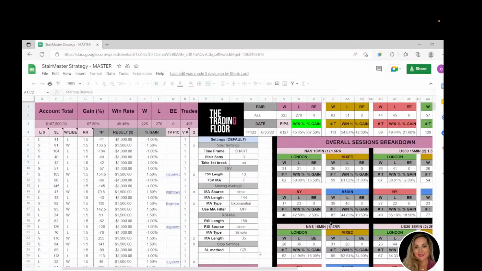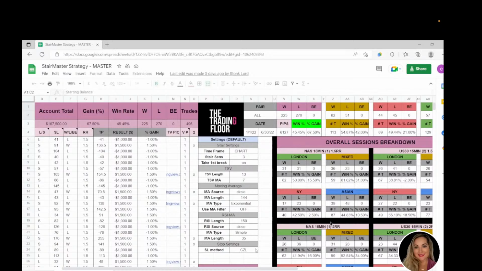In order to be able to find the settings, what you'll do is go to the backtesting sheets. You can find them on either the Trading Floor website under the Strategies tab, or you can find them in the Discord. They are linked in there as well. When you come to your strategy, you just find whatever strategy sheet that you are trading. This is the Stairmaster one, as you can see, and then the settings will be listed here, so you can just copy them right off of this.